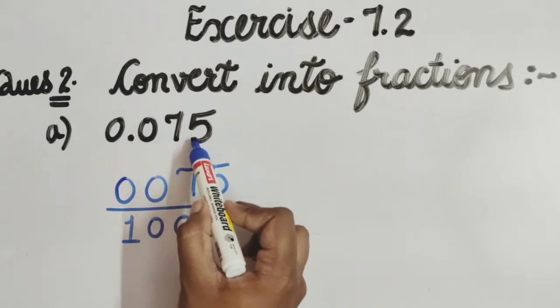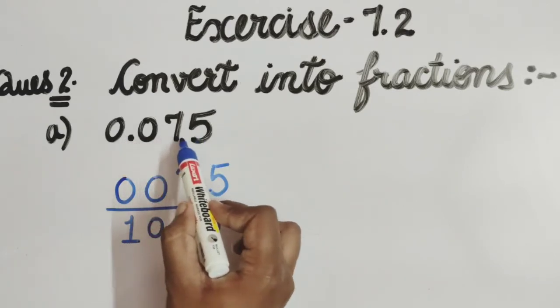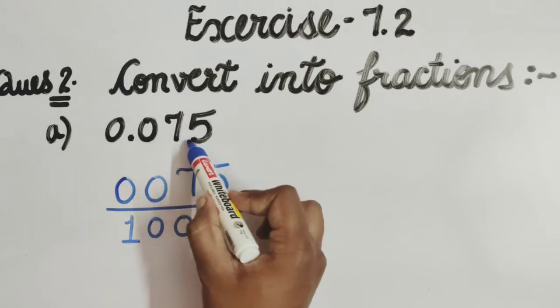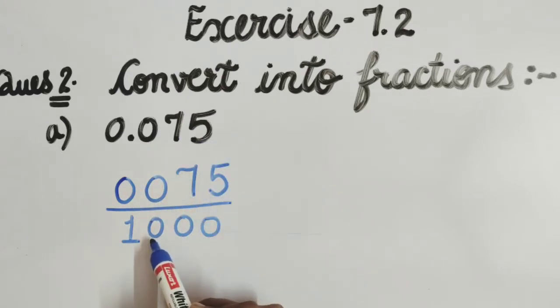Second step is, students, we have to count after the decimal. How many digits are there? 3 digits are there. So in the denominator we have to write 1, and as 3 digits are there, we will put 3 zeros. Now students, third step is we have to reduce the fraction into the lowest form.